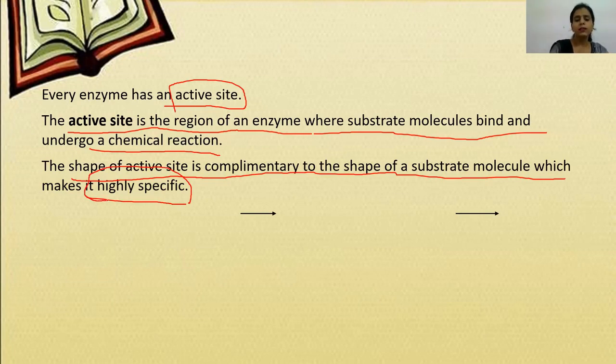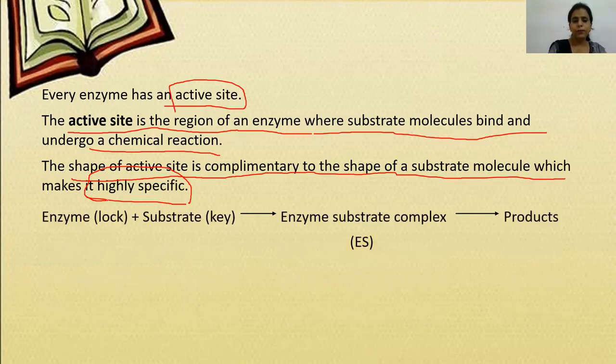Now, this is another very important point, that enzyme action is highly specific. Why is it highly specific? Because the shape of the active site of an enzyme is always complementary to the shape of the substrate molecule on which it is supposed to act. Okay, I'll explain this a little later.